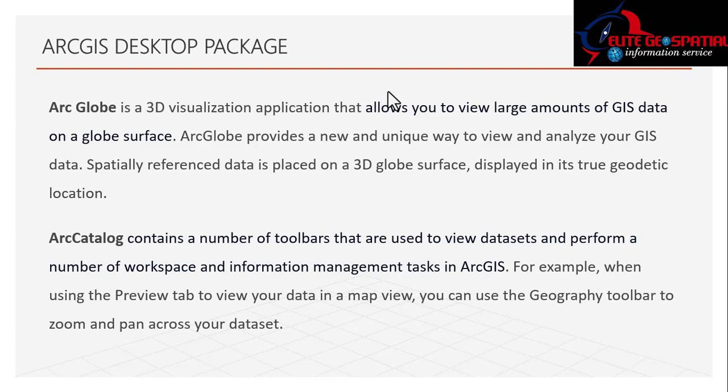Number 2 is ArcCatalog, which contains a number of toolboxes or toolbars that are used to view databases or datasets and perform a number of workspace and information managing tasks in ArcGIS. For example, when using the Preview tab to view your data in a map view, you can use the Geography toolbar to zoom and pan across your dataset.